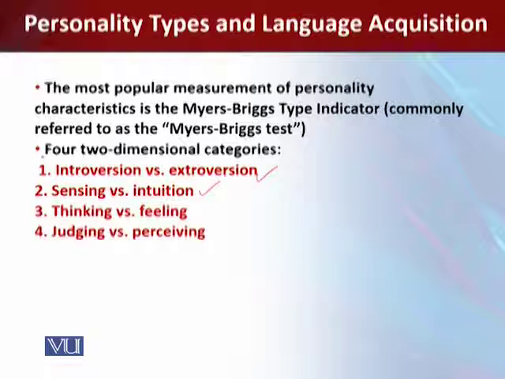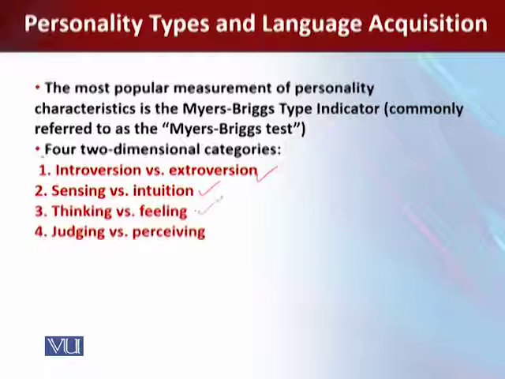Then you have sensing versus intuition. In this, the focus as far as sensing is concerned is on the reality of how things are. They pay attention to concrete facts and details. They prefer ideas that have practical application, and they like to describe things in a specific, literal way. When you look at intuition, they imagine the possibilities of how things could be. They notice the big picture and see how everything connects. They enjoy ideas and concepts for their own sake. They like to describe things in a figurative, poetic manner.